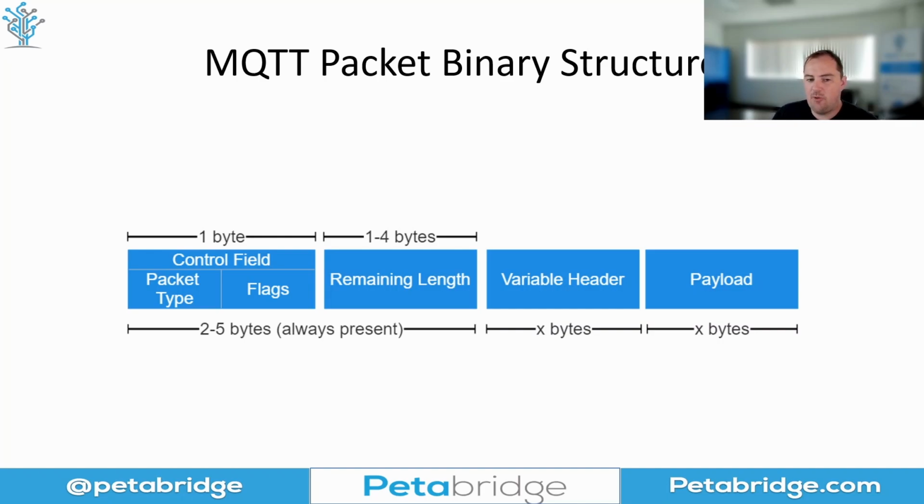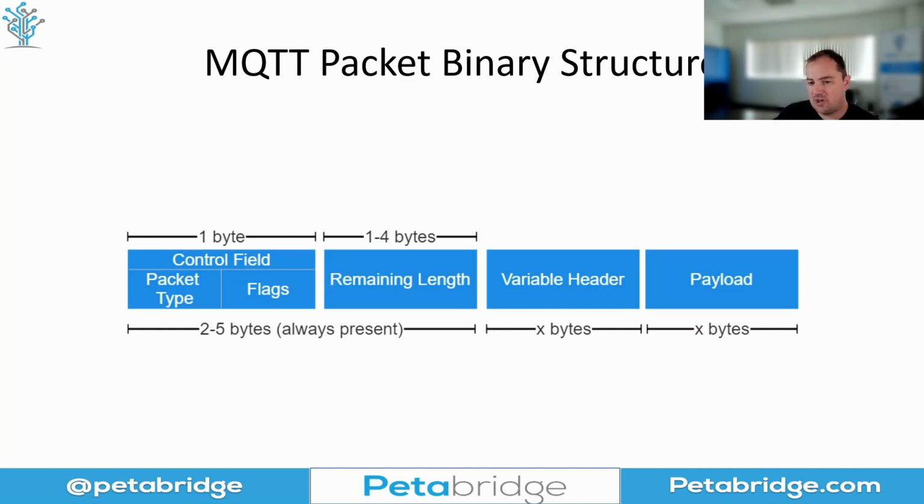Some packets might only be 2 bytes long, just the control field and the remaining length. But other packets might be significantly longer, including the most frequently used packet, the publish packet. The publish packet is where all the actual data that our devices are emitting and consuming comes from. So those packets can be quite large depending on the size of the payload that we're sending. So we might have up to a 5 byte length header.